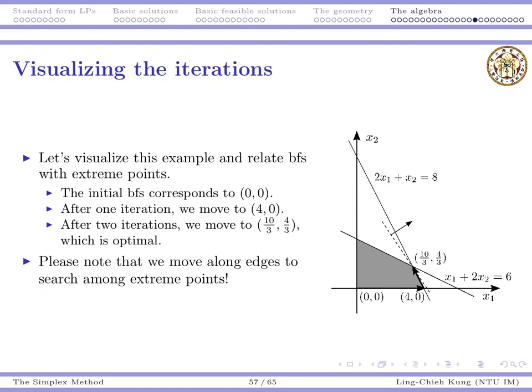So let's try to visualize this example. The initial basic feasible solution for the two variables x1 and x2 is 0, 0. So originally we are here. In one iteration, we move to 4, 0. In the next iteration, we move to the optimal solution 10 over 3 and 4 over 3. You may see that indeed we are moving along edges until we get to the optimal solution.